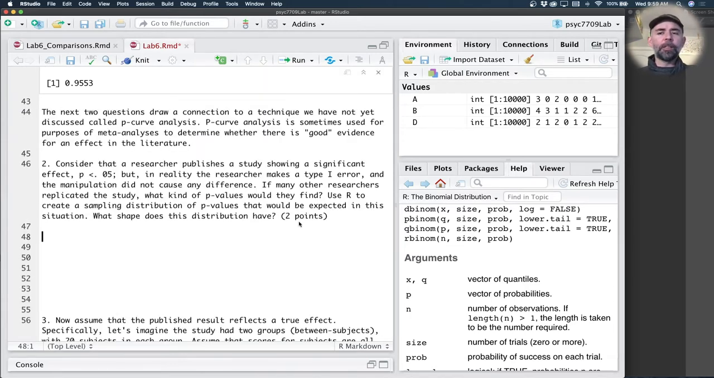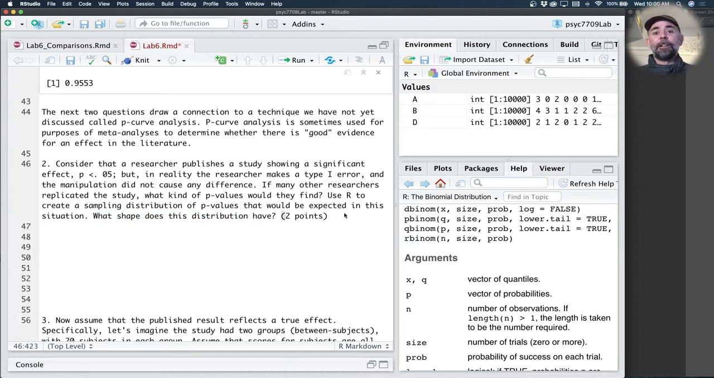All right, question number two. Basically, what we're asking here is, what would happen if a bunch of researchers tried to replicate a study that wasn't working, that was ineffectual, where the manipulation doesn't do anything? Effectively, this is like saying, what happens if a bunch of people tried to measure the null hypothesis a whole bunch of times? So if a bunch of researchers replicated a study that was actually a type 1 error in the first place, what kind of p-values would they find? So let's say we had 100 researchers, everyone reproduces the study, they all run their significance test and they get a p-value. If we looked at all of those p-values, what would they look like? What would the sampling distribution of p-values look like? And what shape does this distribution have?